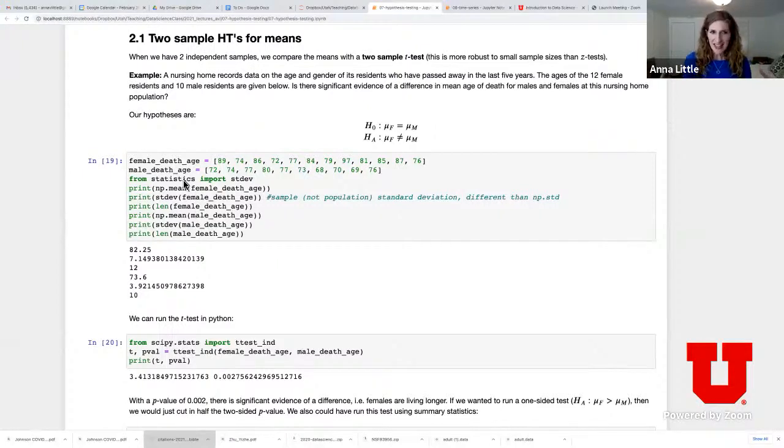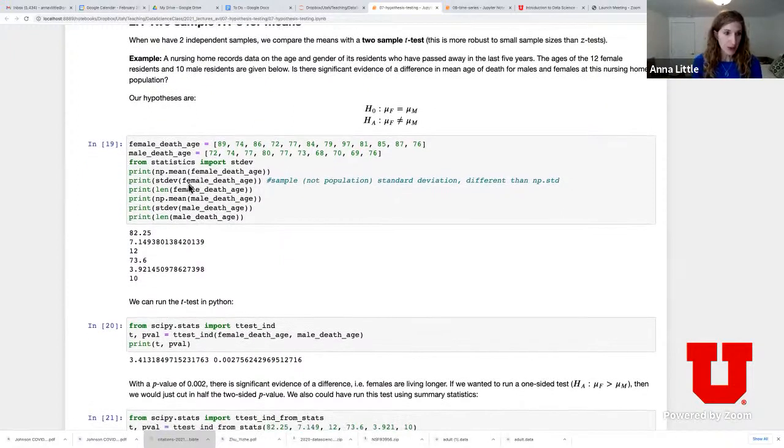For a large data set, it's not a big difference, but for a small data set, it can make a difference. So this is the appropriate thing to use to compute a sample standard deviation. Okay, and then here you can just see some summary statistics. So I'm doing the sample mean, sample standard deviation, and the sample size, first for the females and then for the males.